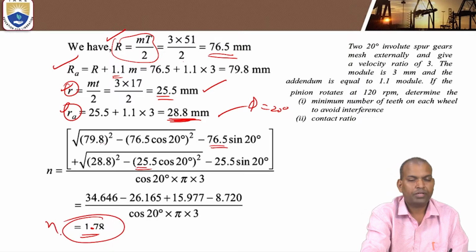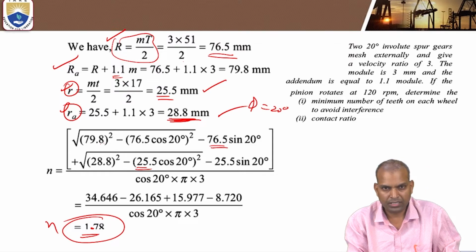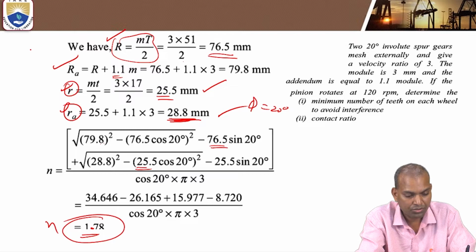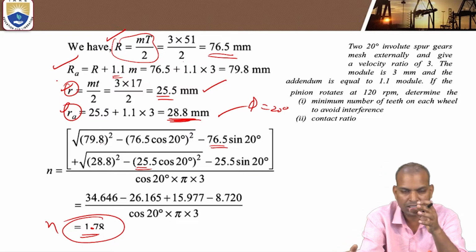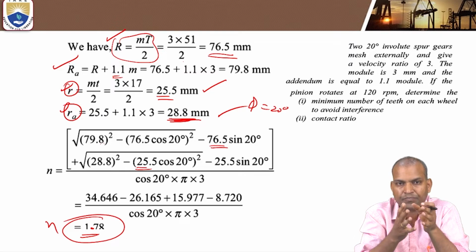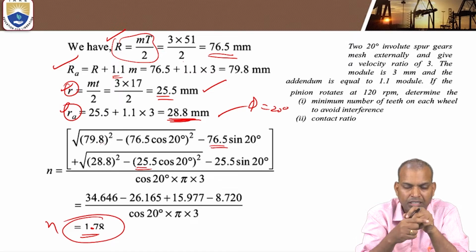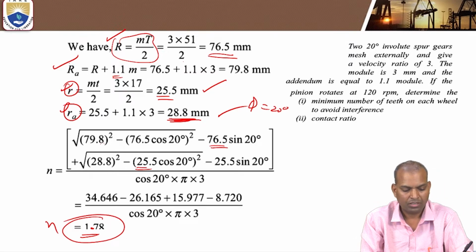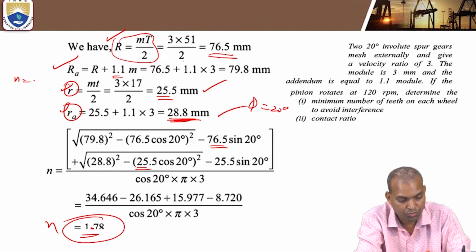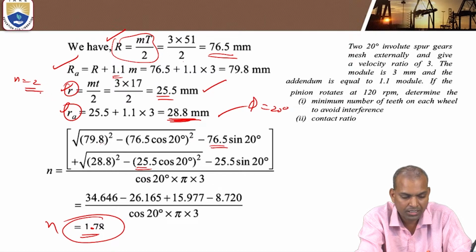What is the meaning of contact ratio equal to 1.78? The meaning is that one tooth is completely engaged and another one is 78% in contact. That is the meaning of this 1.78. If the contact ratio is 2, that means two teeth are completely in contact, 100%.